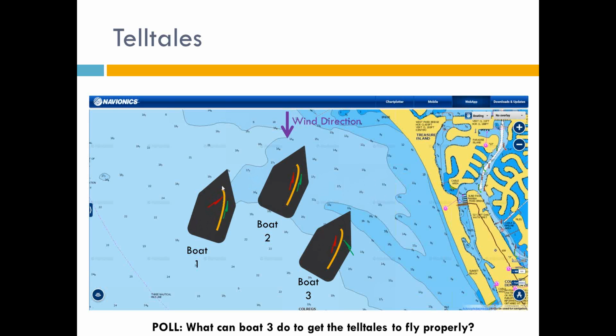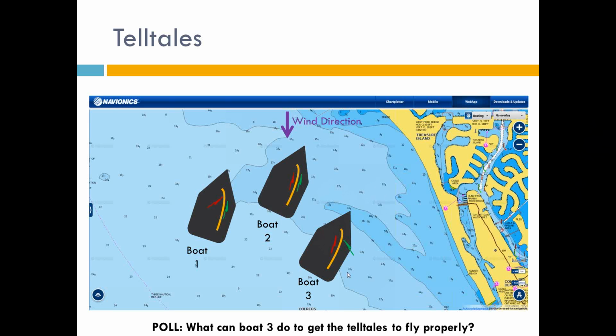Or we can see that they're pinched up. They're pointed a little bit higher than boat 2, so they could bear away a little bit and get on the same heading as boat 2 if they didn't want to trim. Maybe they were pinching up to get around a mark or something, who knows. But then they can head back down after, and then that telltale will start to fly again.